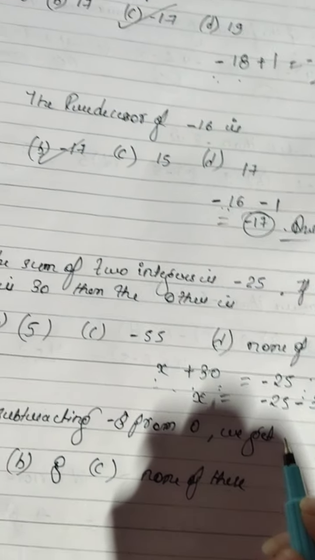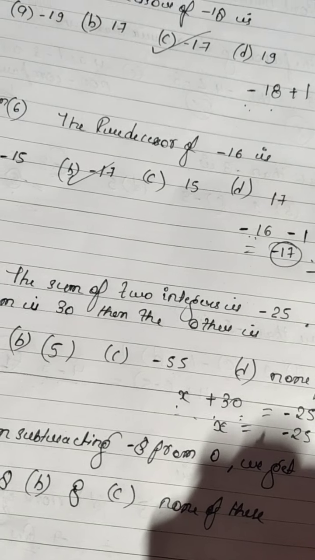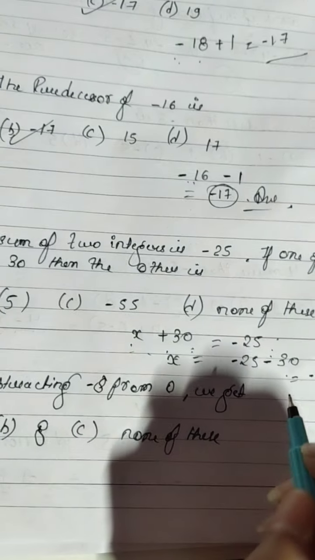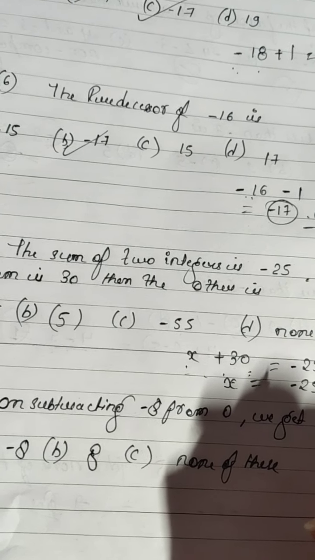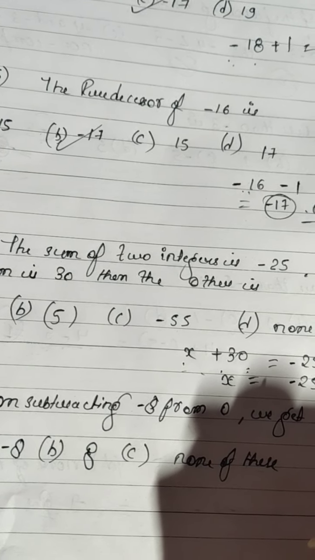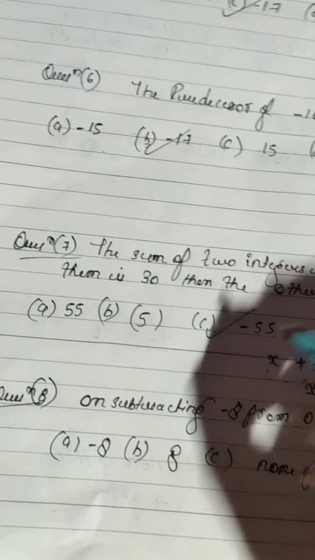So when minus 55 and 30 are added together, then the result will come as minus 25. Okay, so the answer is option C, minus 55.